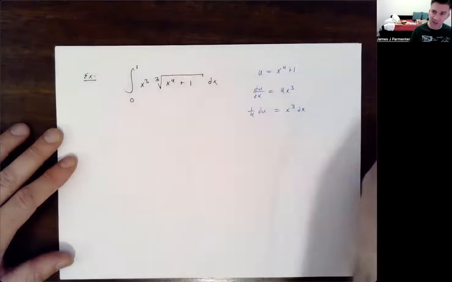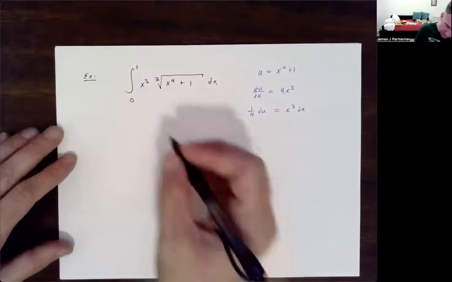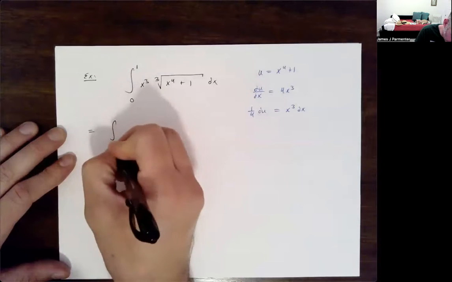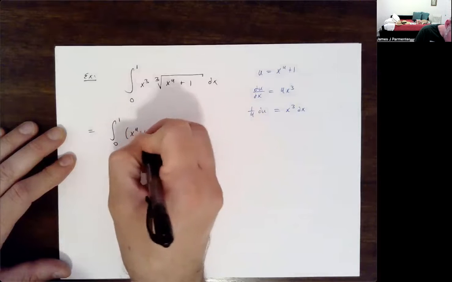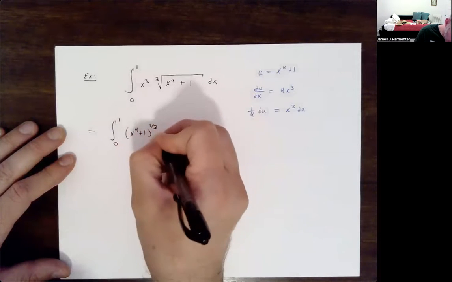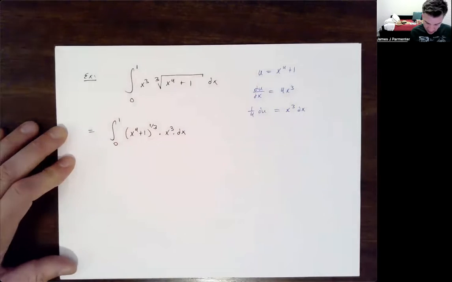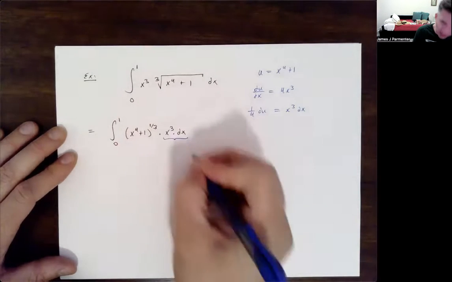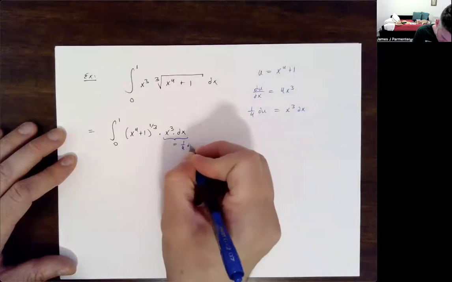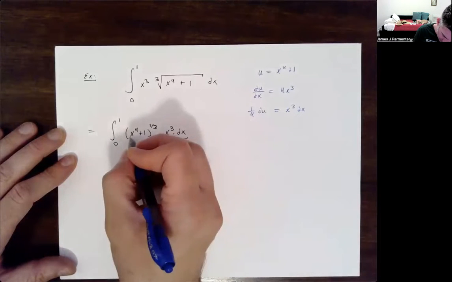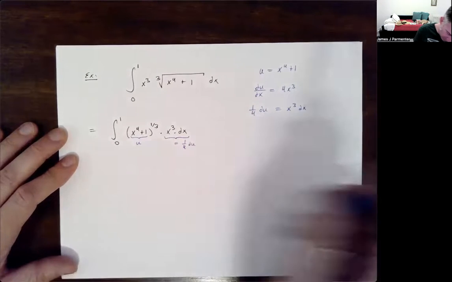I might rewrite this just slightly so I can have the things next to each other that I like. It makes it easier for me to see it, but you don't need to do this. You can rewrite this as the integral from 0 to 1 of the cube root, or if you prefer, x to the 4th plus 1 to the 1/3 times still x cubed times dx. Just so that then you can say, oh, look, my x cubed times dx is equal to 1/4 times du. And my x to the 4th plus 1 is equal to u. So now I can rewrite my integral.